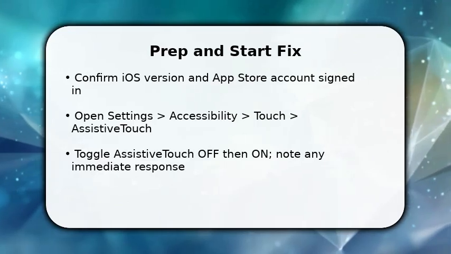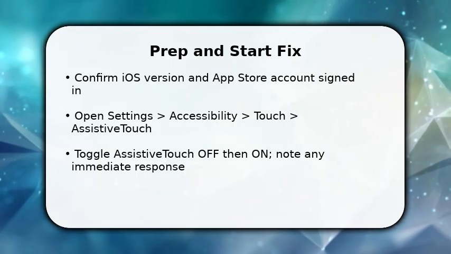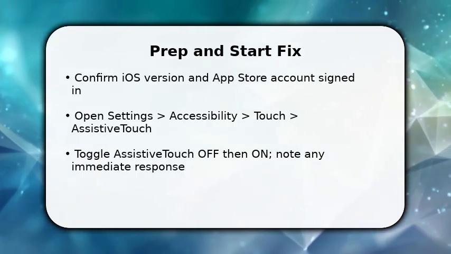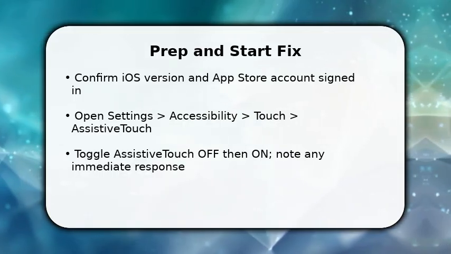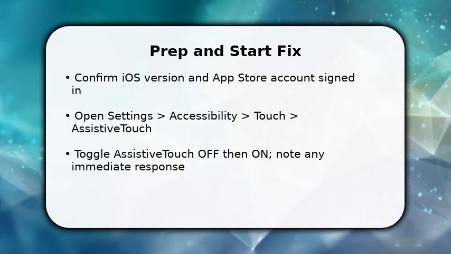You'll begin by confirming prerequisites quickly. Make sure your device is on the latest iOS and you're signed into the App Store. Once done, go to Settings, Accessibility, Touch, Assistive Touch, and inspect the current state.